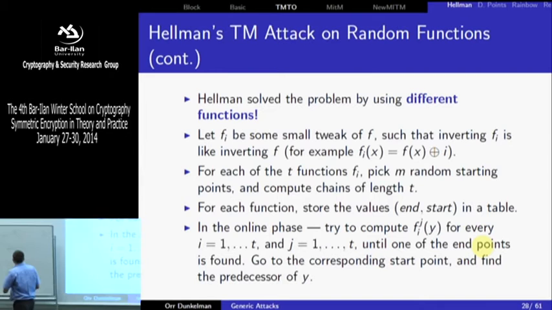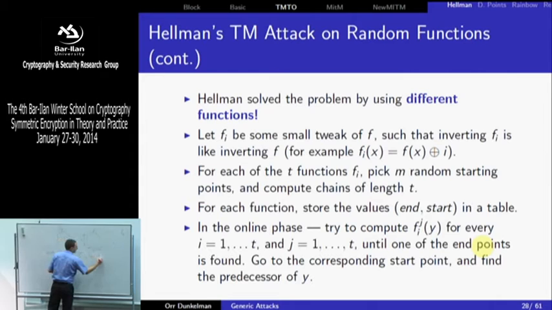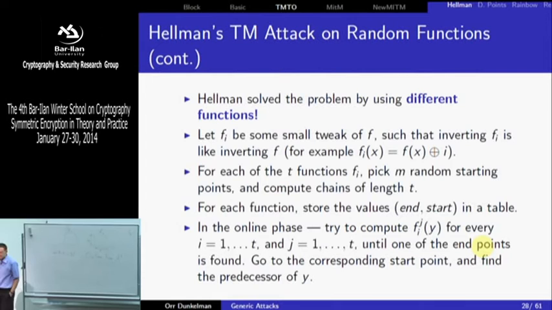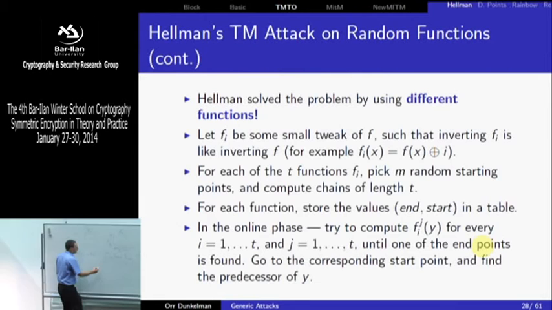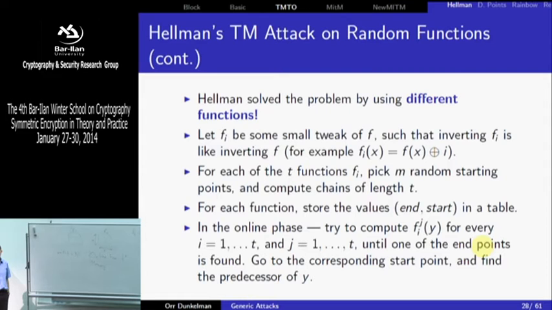So the online time complexity: for each point, in each table, I did T steps. I have T tables, T flavors. So the online time complexity is going to be T squared. The memory consumption: well, I have T tables. In each of them, I store M chains. The chains are invariant to the length of the chain. The only thing you store per chain is start point, end point. So the memory consumption is actually M, the number of chains, times T, because I have T flavors.